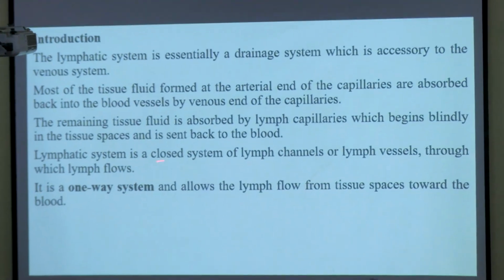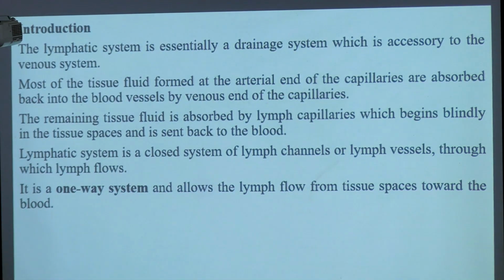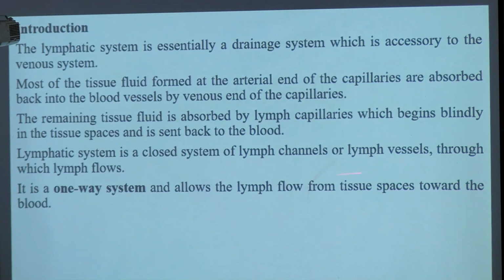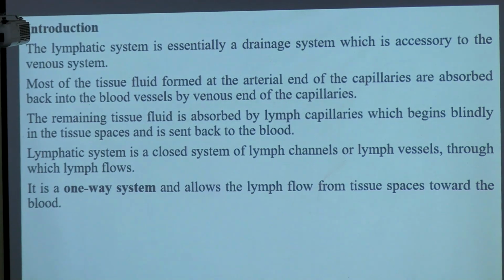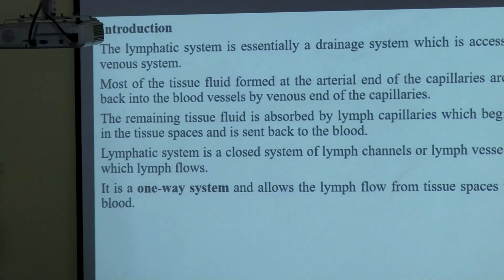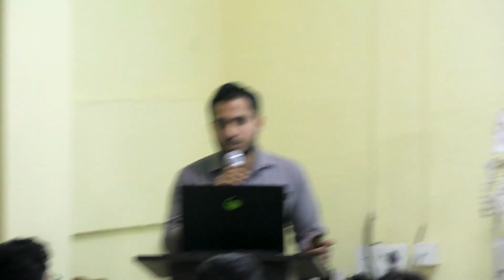Now this lymphatic system is a closed system, where some channels are there, and after that lymph vessels are there through which the lymph is flowing, and it is a one-way system. That means from lymph capillaries, then lymph channels, then lymph vessels, and ultimately it will drain into the venous system, and from there it will go back into the heart. This is how the lymph is flowing.